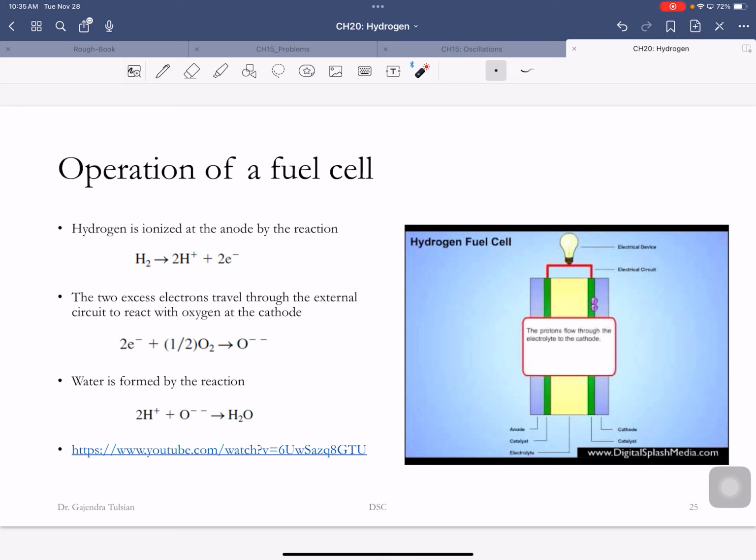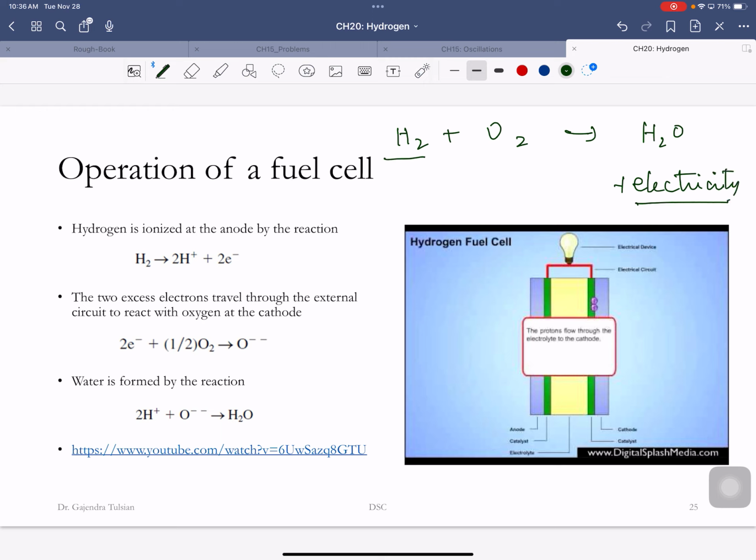I urge you guys to go see this YouTube video on fuel cells. So again, what are we doing? This is what the fuel cell is doing. It's converting the energy content of the hydrogen to electricity.